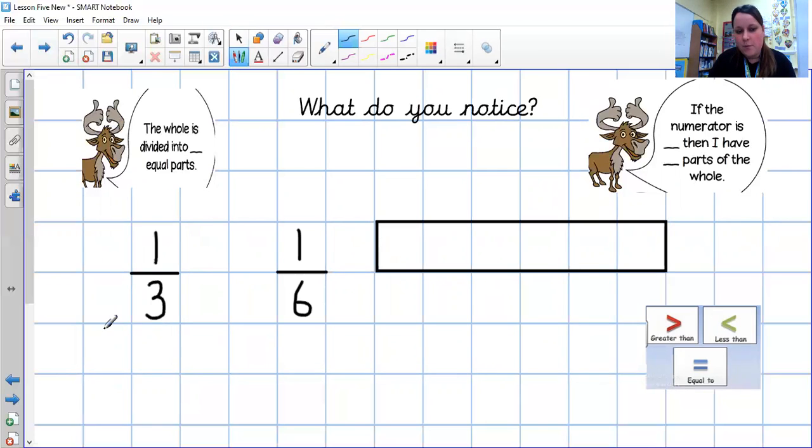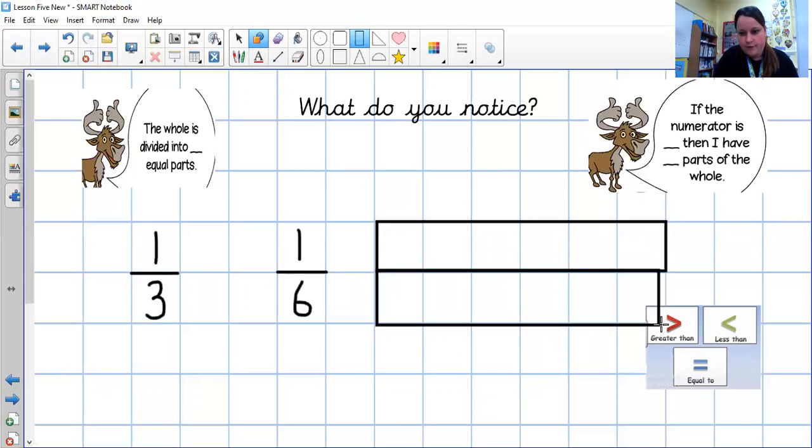Okay, let's have a go at this one. So this time I've got 1/3 and 1/6. So I've got my whole here. And first of all, I'm going to show 1/3.